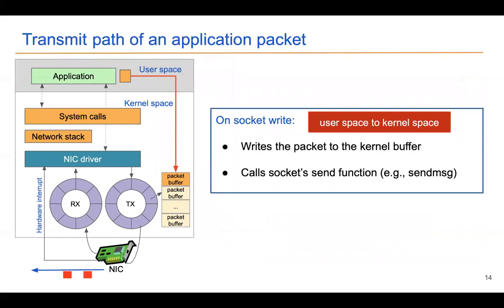Next, let us look at the transmit path of an application packet. The application that wants to send a packet has to copy the packet into the kernel packet buffer. This is done using the socket write system call, leading to one more context switch. The socket's send function invokes TCP processing.